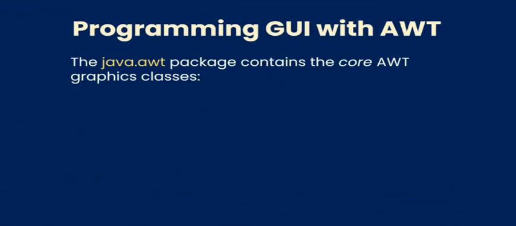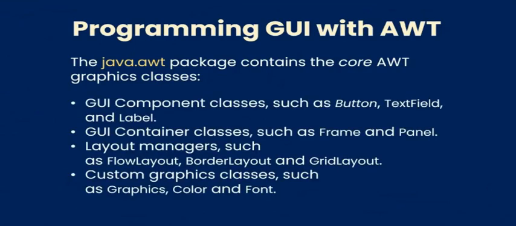Okay, so the java.awt package contains the core AWT graphics classes. Such as GUI component classes, such as Button, TextField, and Label. The GUI container classes, such as Frame and Panel, and layout managers, such as FlowLayout, BorderLayout, and GridLayout. And custom graphics classes, such as Graphics, Color, and Font.